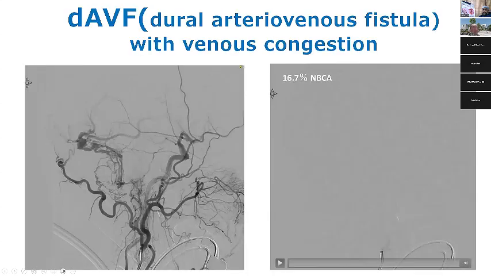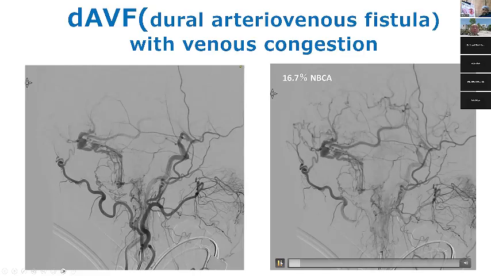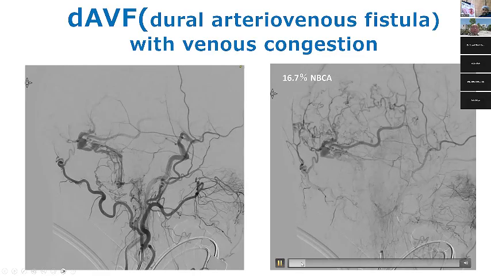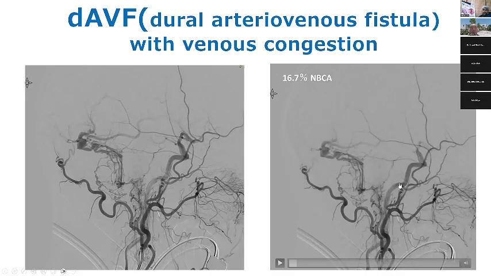Then I'd like to talk about another type of AV shunt disease. This is a dural arteriovenous fistula. I'll show you the dynamic angiography image. You can see the middle meningeal artery here, the occipital artery here, the ascending pharyngeal and some other external carotid artery branches making a shunt here. This is the transverse sigmoid sinus, so this is a dural sinus.